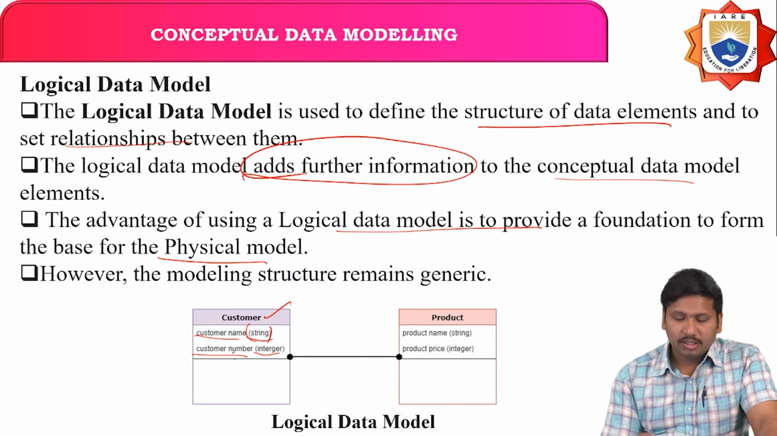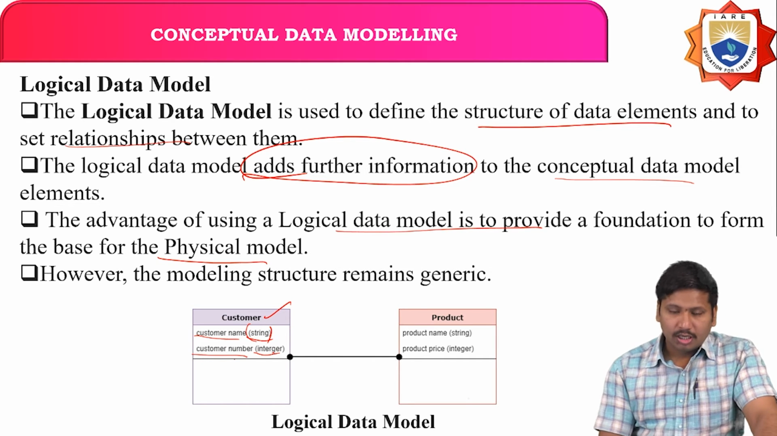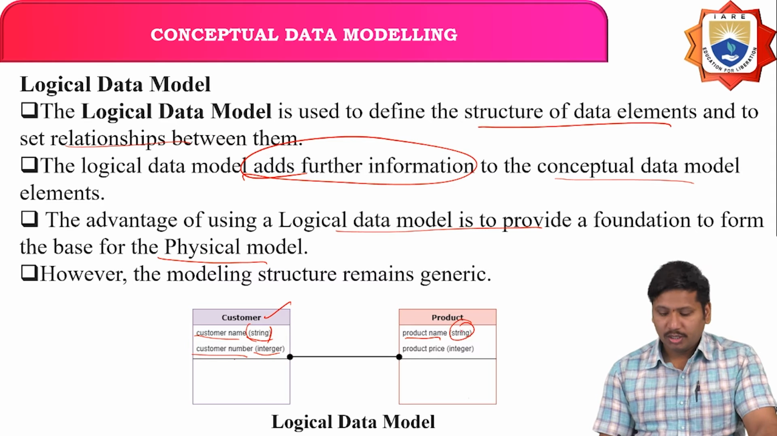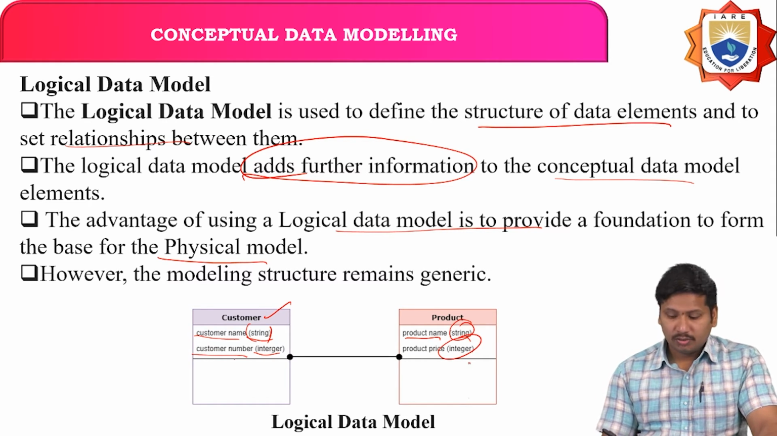Suppose I consider the customer number: is it an integer, float, or character? I have to represent that here. Similarly for product name, is it a string or character or float? And for price, whether it is a float, integer or double. So detailed information is going to be represented in a logical data model.